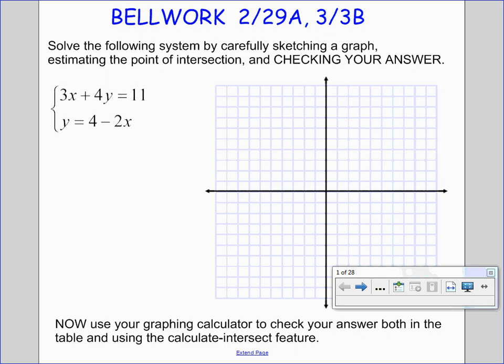Thank you. Let's go ahead and graph the two equations in this linear system for today's Bellwork. I'm going to be calling on you to help me out. And so, in this first equation, which form is that linear equation written in? Slope-intercept form, standard form, or point-slope form?